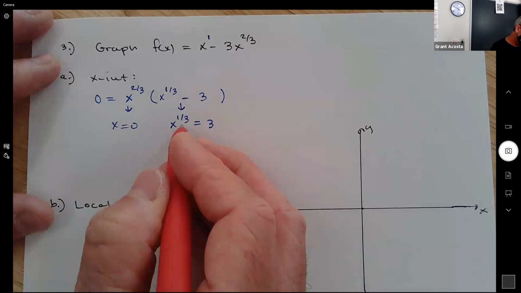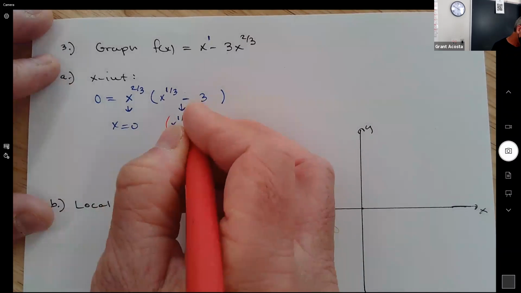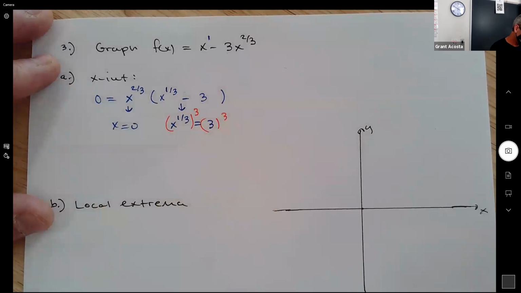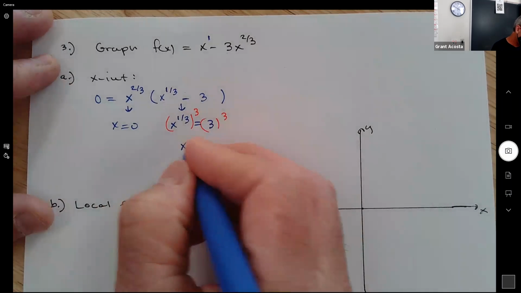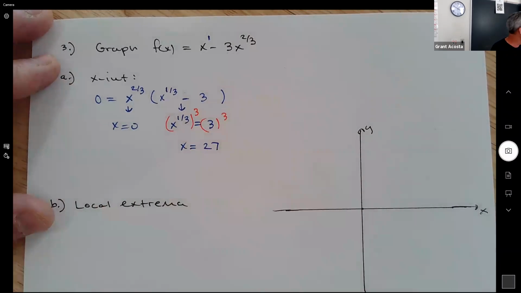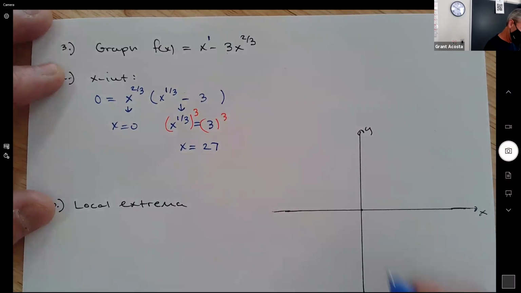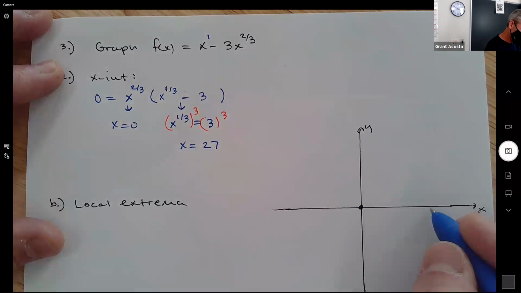You can change that to a cube root if you want, or just cube both sides. That means my other x-intercept's going to be at 27. Let's just call this 27. I keep doing that, and then I end up changing my dots.